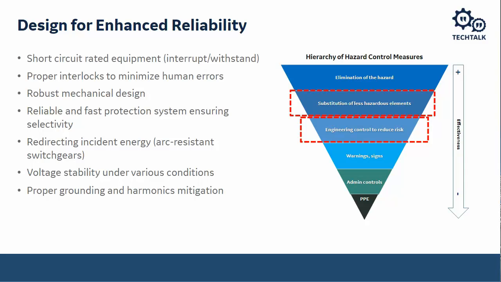Fast protection, we'll be talking about here a little bit later. That's going to offer us our engineering controls where we can detect a fault and then call for a clearing of the fault as quickly as possible. We can do things with arc-resistant switchgear, so if we do have something, we redirect that energy in another direction away from our personnel. Proper grounding to help us detect these abnormalities as they occur.